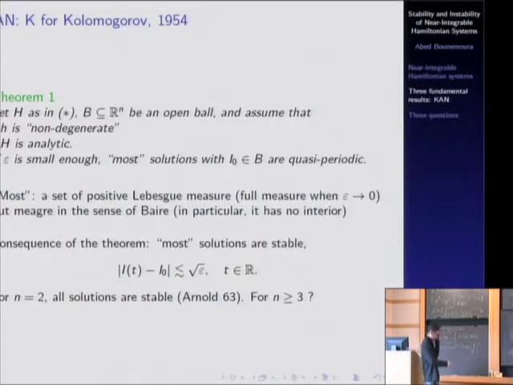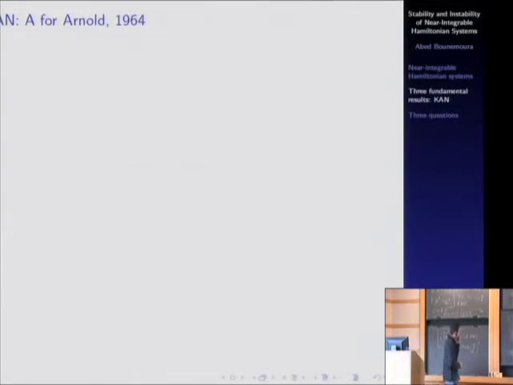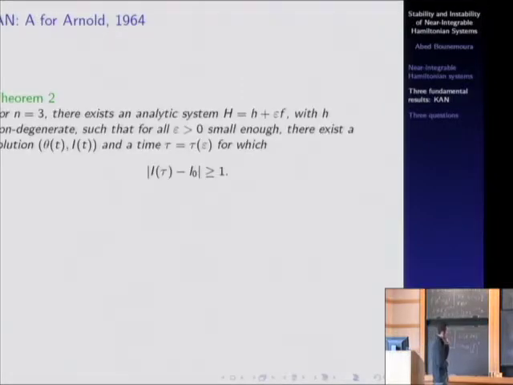For n equals 3, this does not hold. Okay? This is due to Arnold, who was a student of Kolmogorov. And the result is the following. For n equals 3, there exists an analytic system with H non-degenerate, such that for all epsilon strictly positive small enough, you have one solution and a time tau, which depends on epsilon. Of course, everything depends on epsilon, for which the variation of the action is not a quantity that depends on epsilon. It's big, bigger than 1. It can go to infinity, of course.